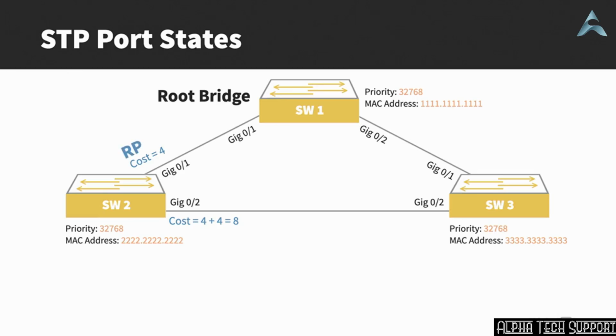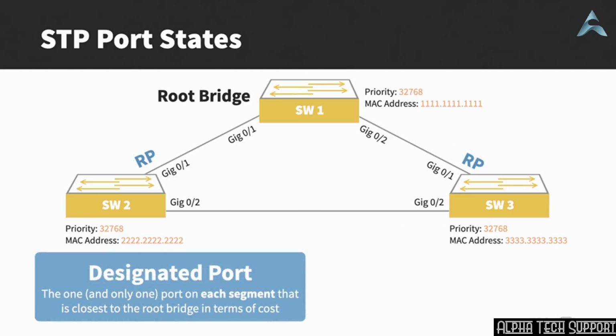And by the same token, with SW3, it's a cost of 8 if I go to SW2 and then up to SW1, as compared to a cost of just 4 if I go directly to SW1. So on SW3, gig 0/1, that is my root port. And the third question we ask is, who are the designated ports? And every segment is going to have one and only one designated port, and that's the port on the segment that's closest to the root in terms of cost.